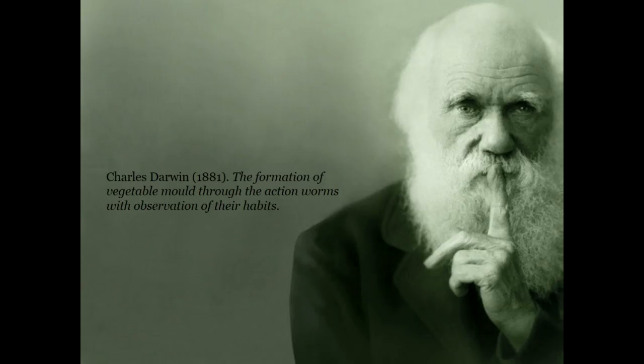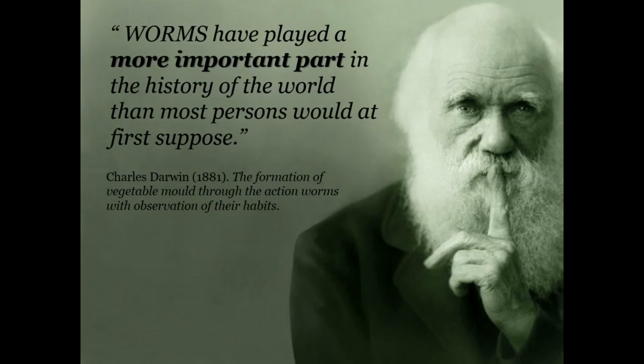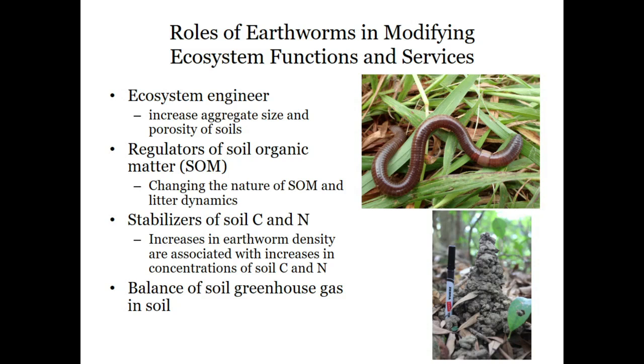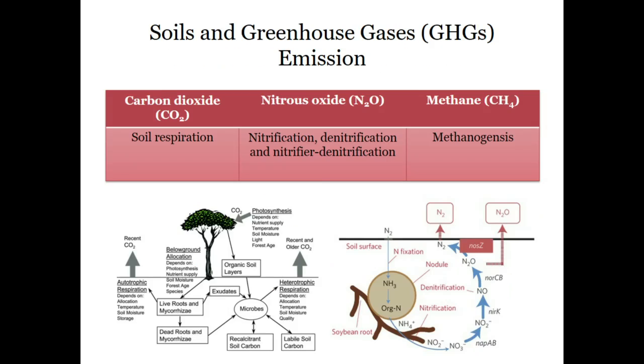Before I start my presentation, I think all of you know about him. He's the biggest man in ecology, Charles Darwin. In his last scientific book, he mentioned that earthworms have played a more important part in the history of the world. So how do earthworms work so well in the ecosystem? Because they are ecosystem engineers, increasing the aggregate size and porosity of soils because they burrow in the soil. They also regulate soil organic matter by changing the nature of SOM and litter dynamics. They also help to stabilize the carbon and nitrogen in soil and, as a result, balance soil greenhouse gas emission.